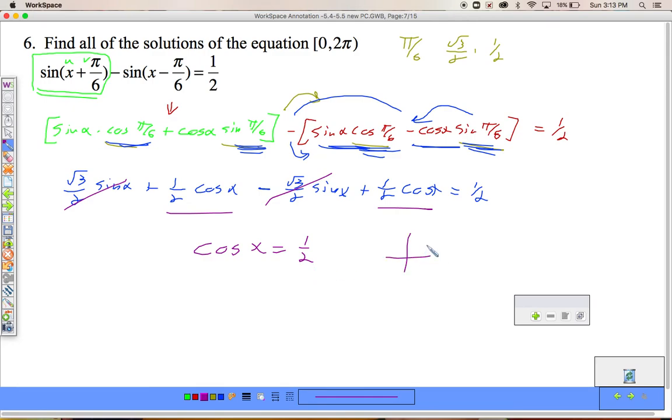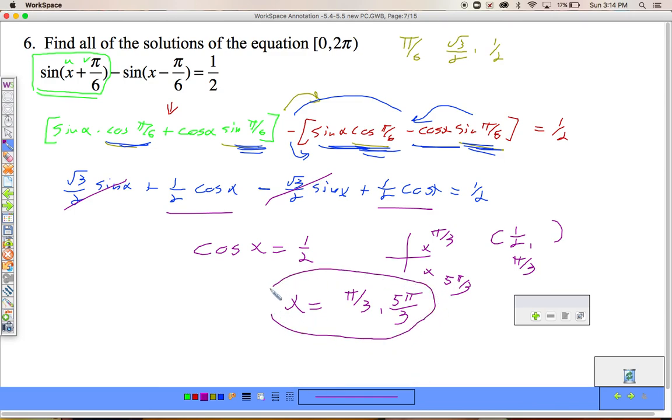I know the cosine's positive in the first and the fourth quadrant. My ordered pair that has 1/2 comma something, because cosine's my x value, is 1/2. That's pi over 3. So my x is going to be in the first quadrant, pi over 3. And in the fourth quadrant, 5 pi over 3. And those are my two answers.